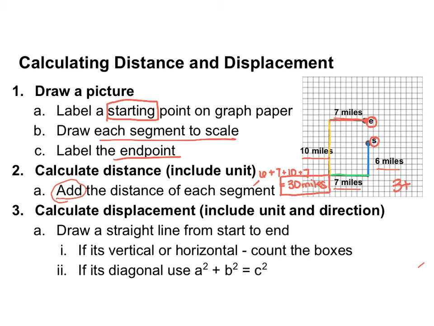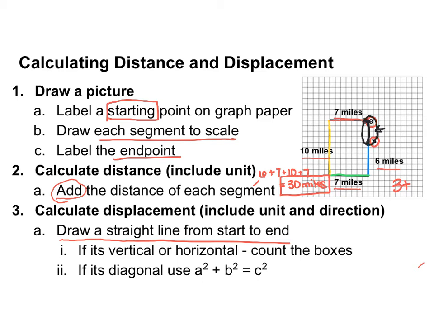The displacement is the shortest distance from start to end. So to find that, I'm going to draw a straight line from start to end. Okay, so I'm going to connect my start and my end box. Okay, my start and my end dots are connected. This piece, this right here, is my displacement.